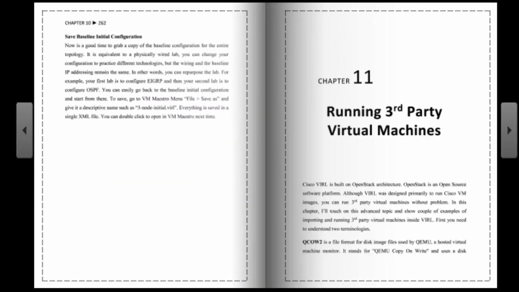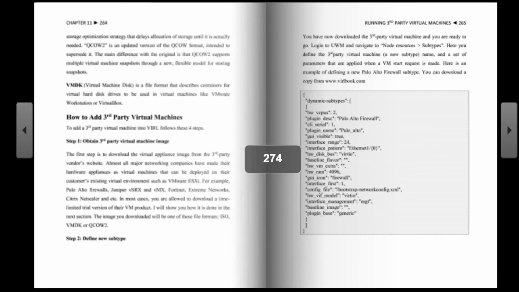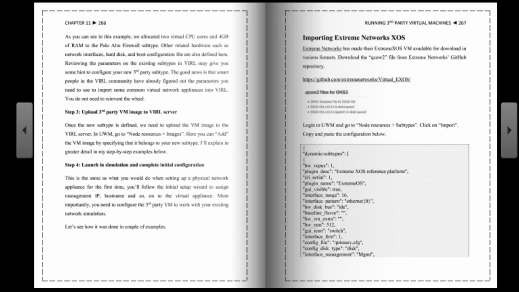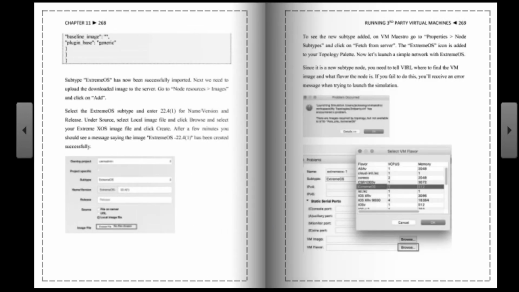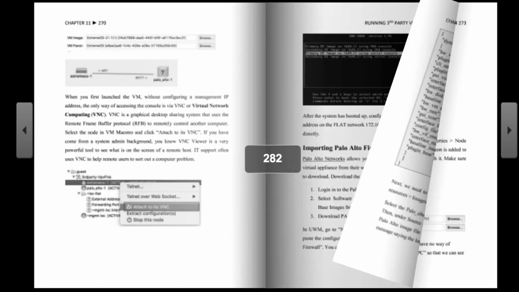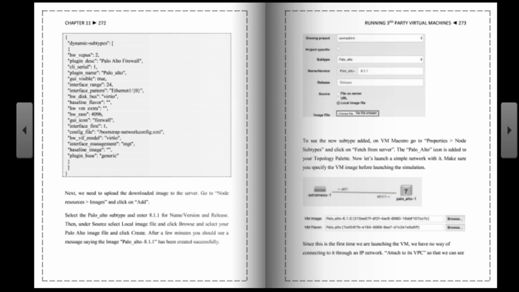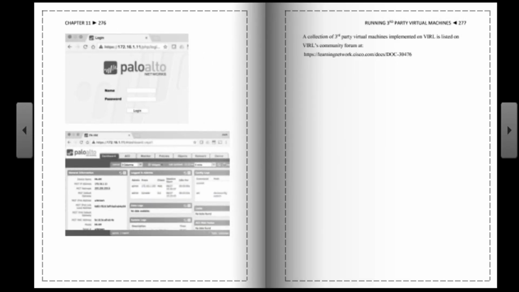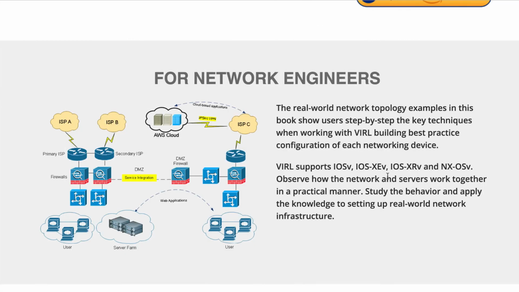VIRL can also run third-party virtual machines such as Juniper, Palo Alto Networks, Fortinet, F5, Extreme Networks, Citrix, and more. For network engineers, you may observe and study the behavior in the labs and apply the knowledge to setting up and troubleshooting real-world network environments. Making all the configuration changes predictable is the key.